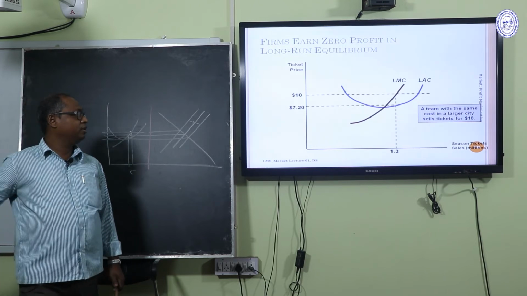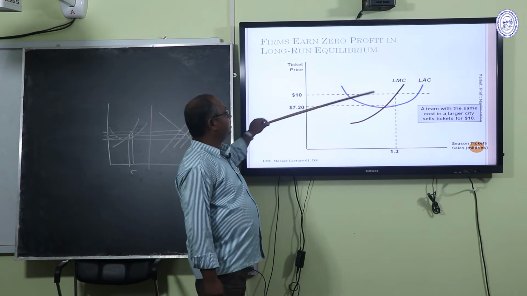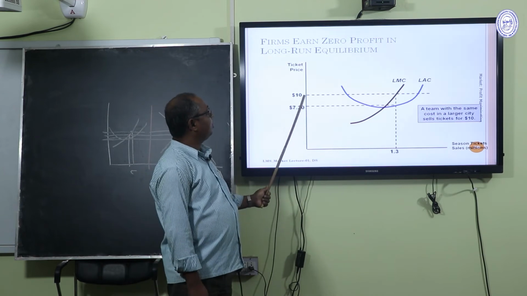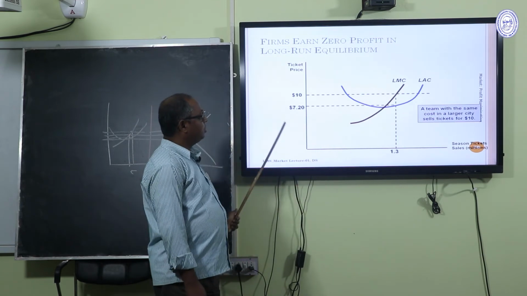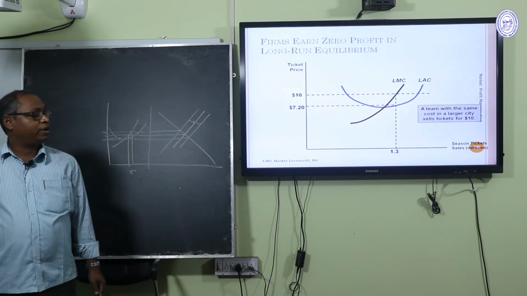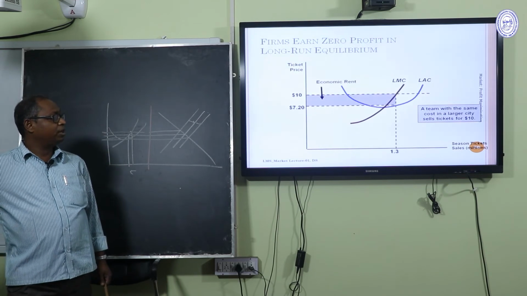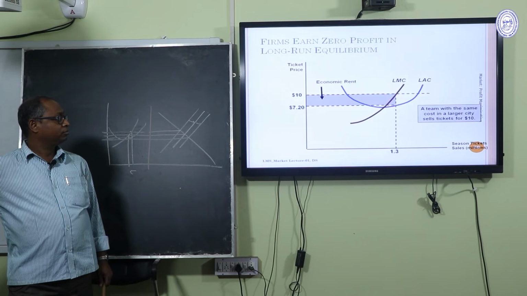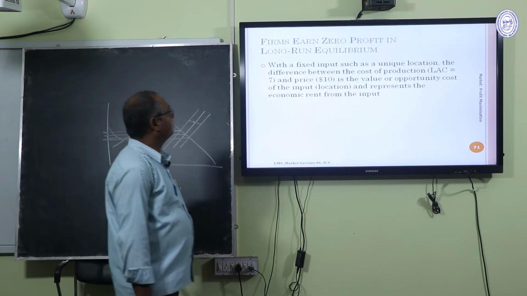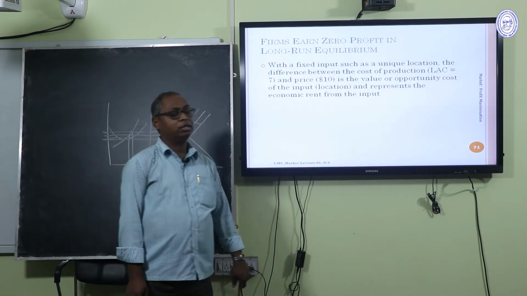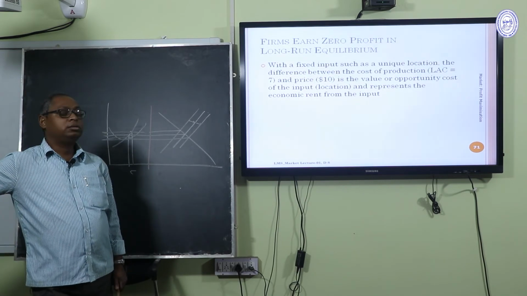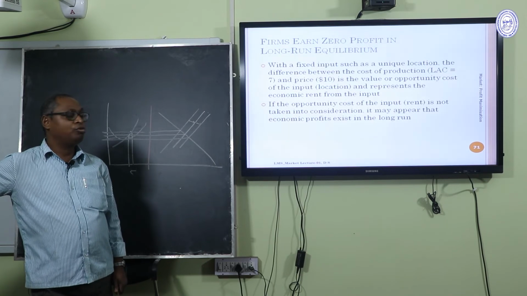If the price is above the minimum point of LAC, say at price 10, then what will happen? The firm can earn this total amount, and the firm has to incur that amount of cost. So the difference between the two, the purple line, is economic rent. Now all firms in the industry, if it is long run equilibrium, earn zero profit only. There is no other alternative.